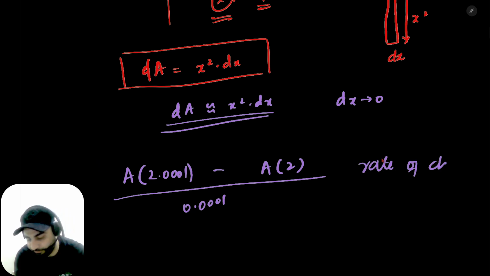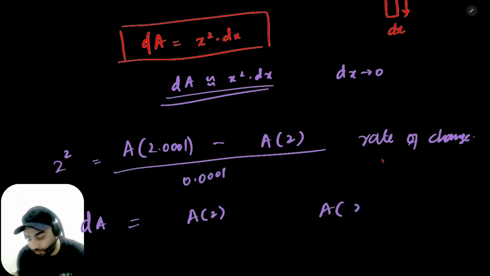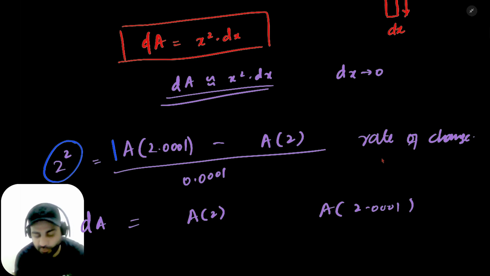Rate of change. Do you agree with this? This gives me the rate of change, so this should be nearly equal to 2 square. That's what I'm saying. dA is the change in area. Initially we had the area at 2, then the area at 2.0001, let's suppose. So this is the slight change in x. The change in area is this much with respect to how much we change the x, so this should be equal to 2 square.